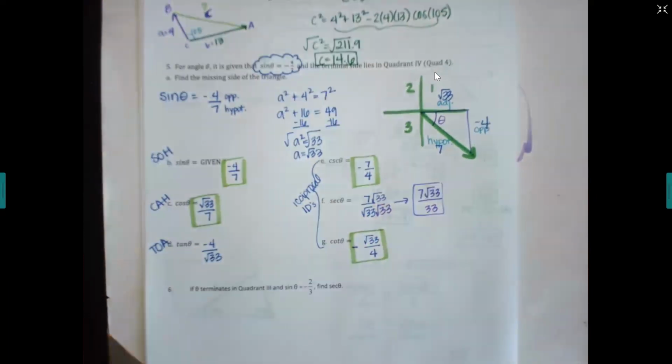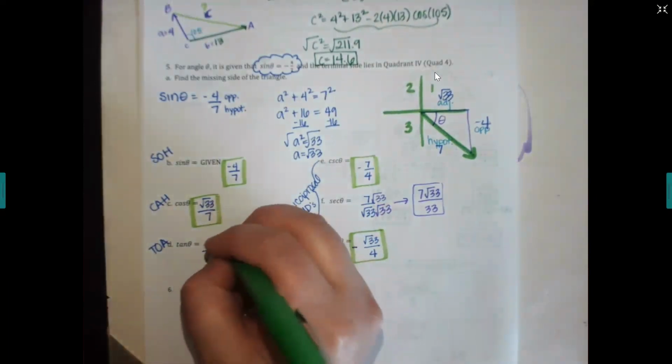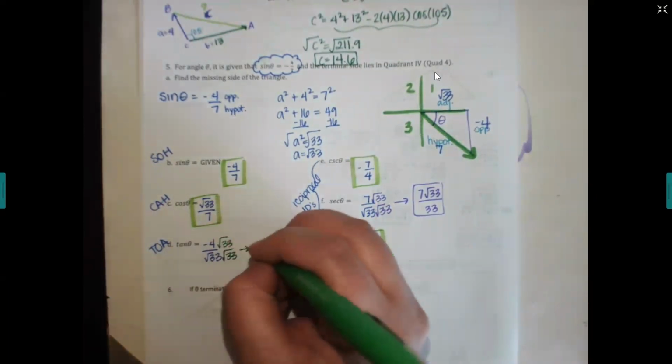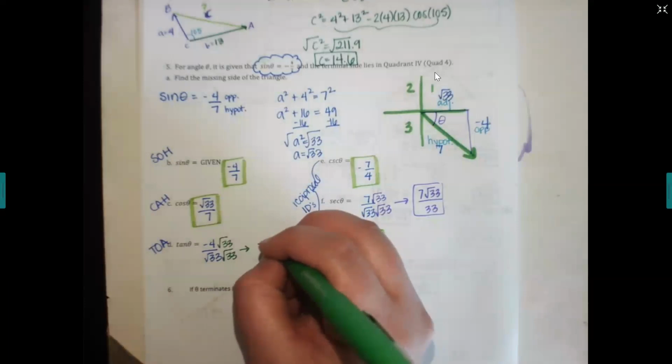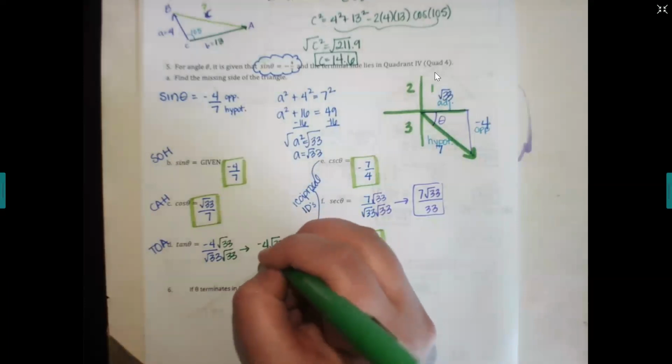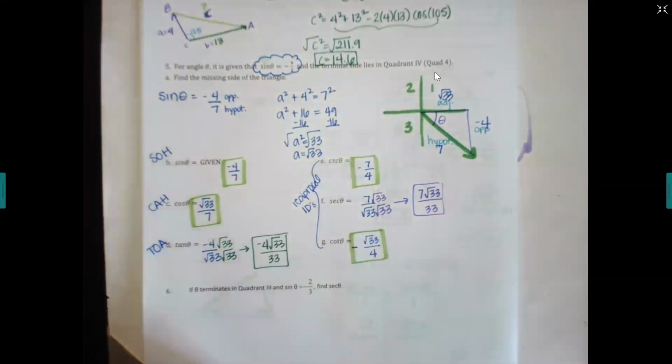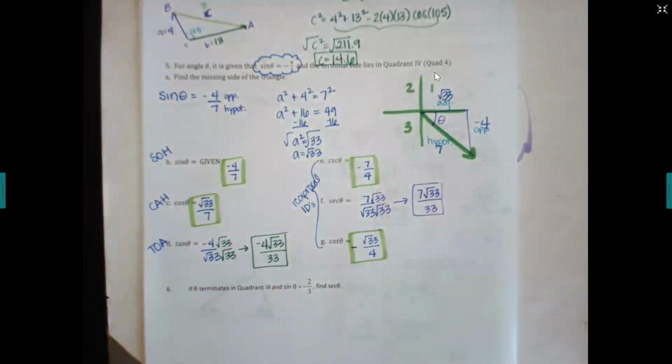And then I'll do the same thing on this one. So remember, if your square root's at the bottom, you're going to have to fix that by repeating the roots. So then I have -4√33 over regular 33. Okay. And now that one's done.